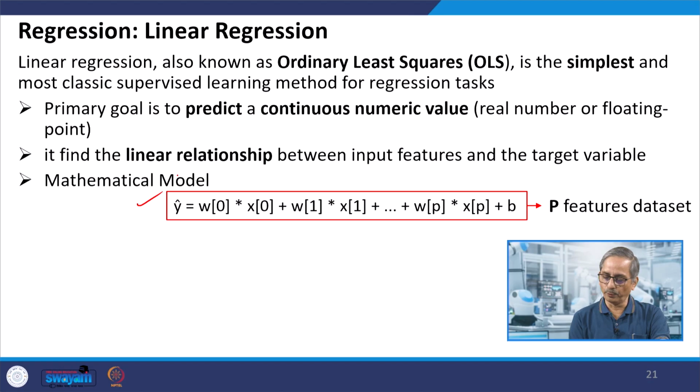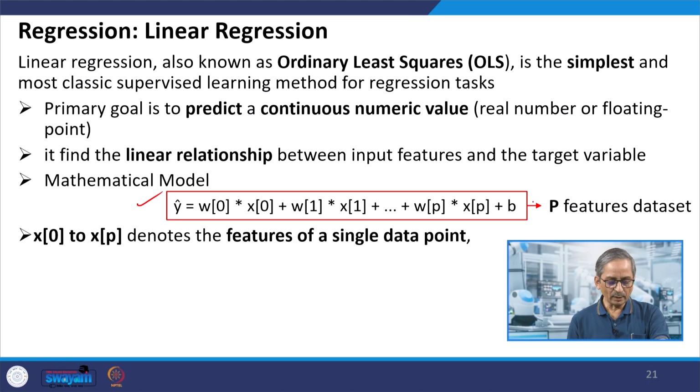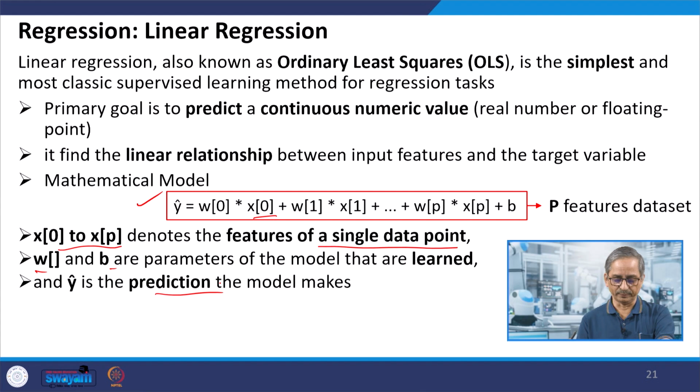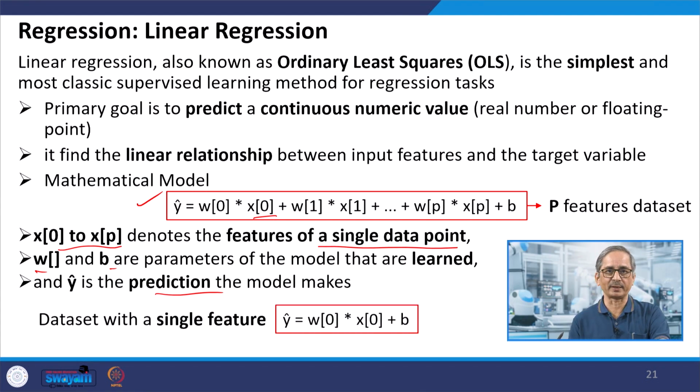The output is given by this equation, where x0 to xp define the features of a single data point, w and b are parameters of the model that are learned, and y is the prediction the model makes. If we are using data for a single feature, then this equation could be w0 times x0 plus b. That is, we are going to have only this term and this term.